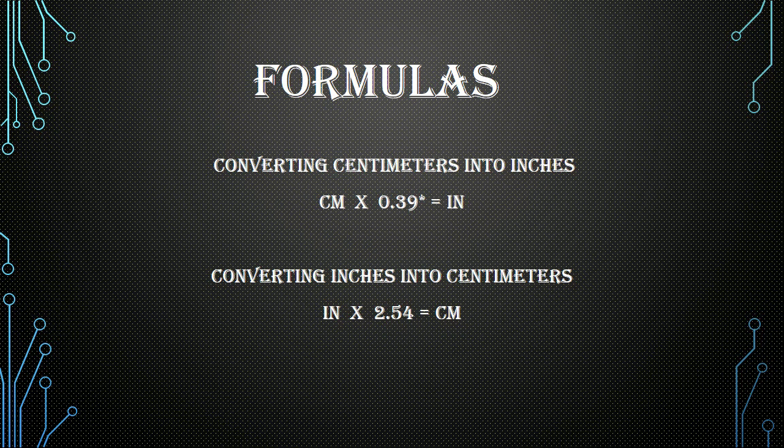Here I have listed the two formulas that we will need for our assignment today. The first one is going to be converting centimeters into inches, and that's represented below by cm, which stands for centimeters, times 0.39, and this will equal your inches. Our next formula is going to be converting inches into centimeters, and it is just simply the opposite. Inches times 2.54, and that will equal our centimeters.